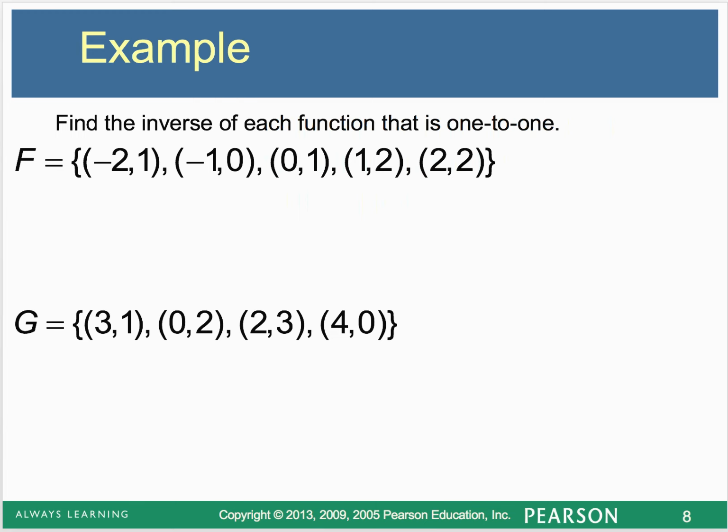Okay, so now let's find the inverse of some functions. First of all, I got to make sure it's a function. So if it's a function, that means if I'm looking at a set of points, all the x's have to be different, -2, -1, 0, 1, 2. If it's a one-to-one function, all the y's have to be different also. 1, 2, 2. Okay, no inverse exists because it's not one-to-one. So there is no inverse.